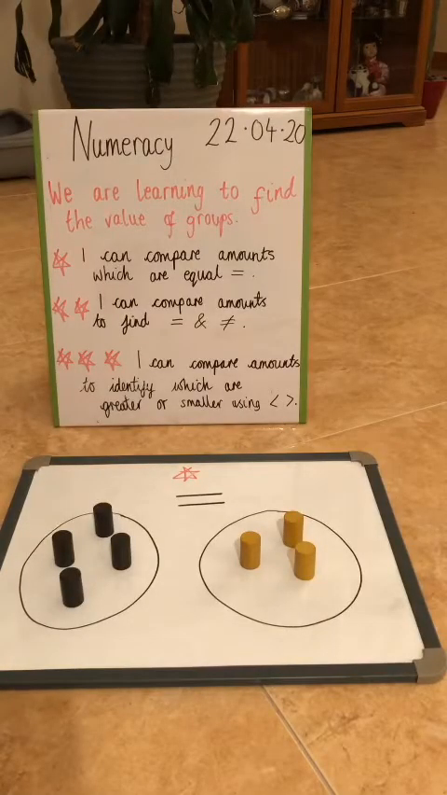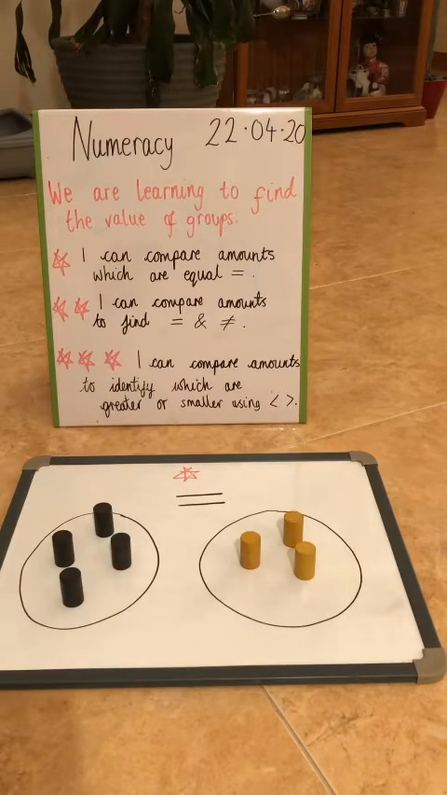For those of you who are doing the 1-star challenge today, we are looking at the equal sign, and we are looking at when groups of things are equal to each other. So I have 2 groups here of stacking blocks. I have 3 on this side and 4 on this side. Do we think that they are equal? Are they the same as each other?